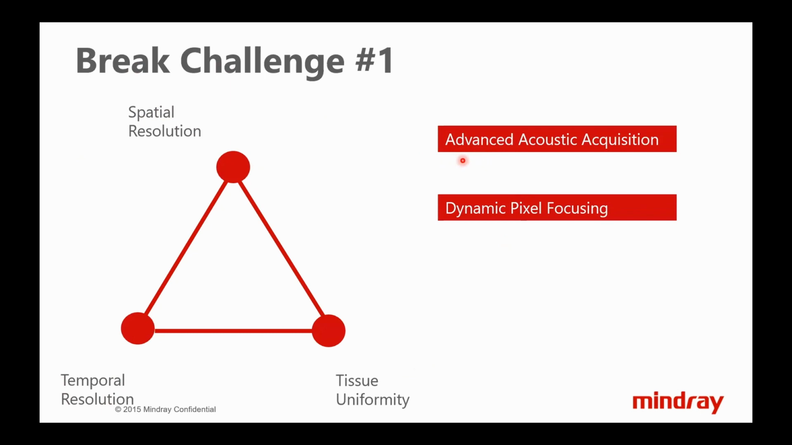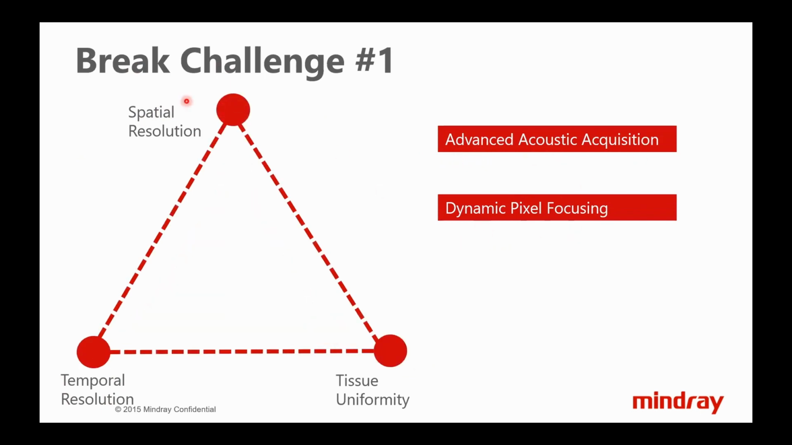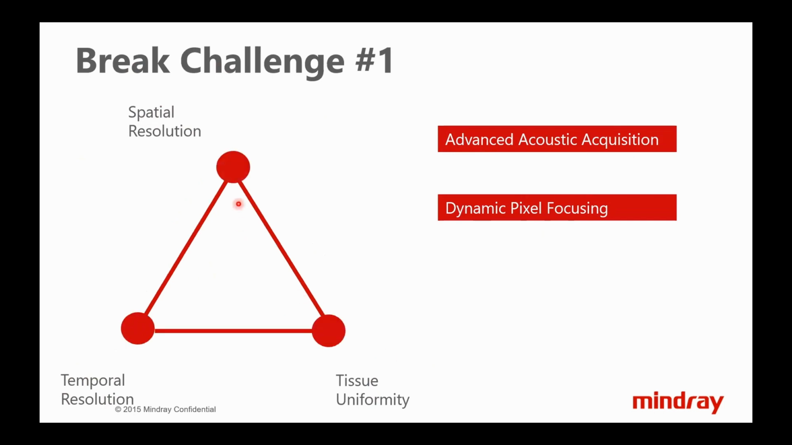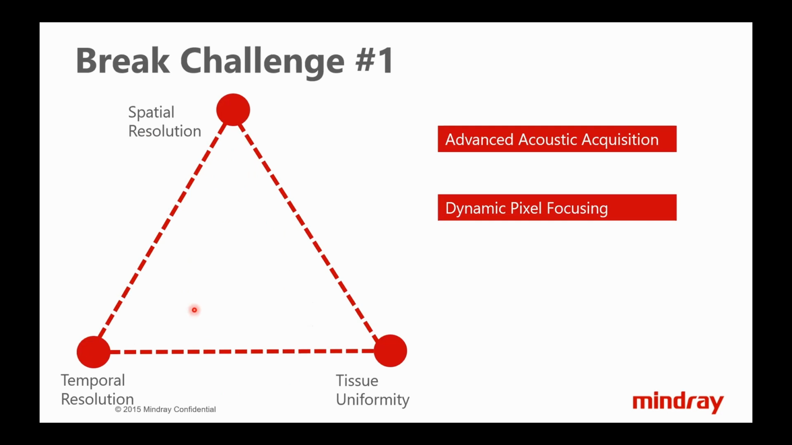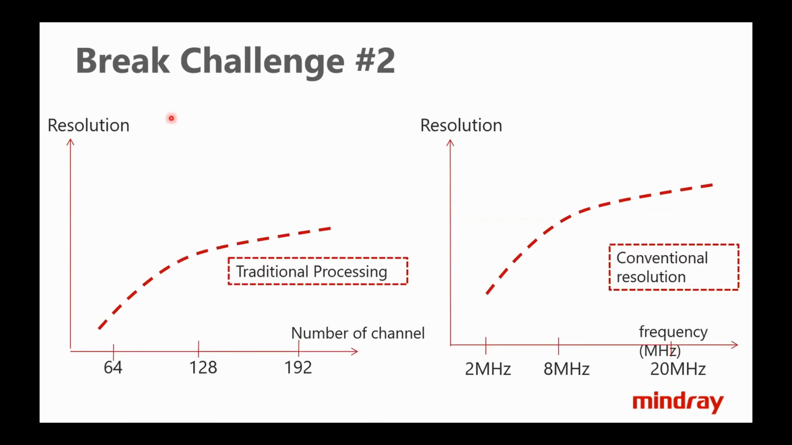So it means advanced acoustic acquisitions and dynamic pixel focusing. Here we reached, with Zone technology, an increase in spatial resolution, temporal resolution, and high uniformity without any effect on any parameter. You see here is the difference: spatial, temporal, and uniformity. If we increase the resolution, all three of them become higher. So no decrease in another parameter.